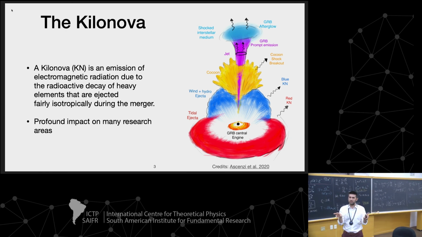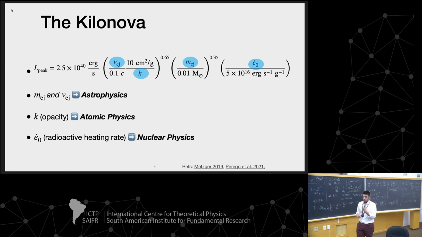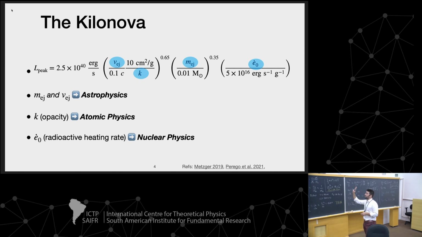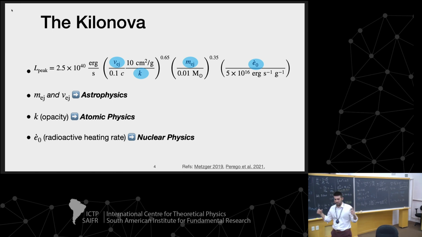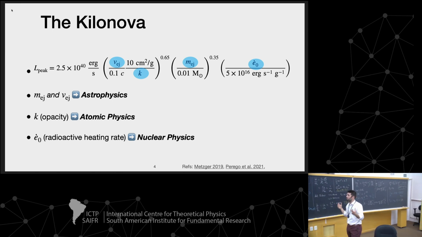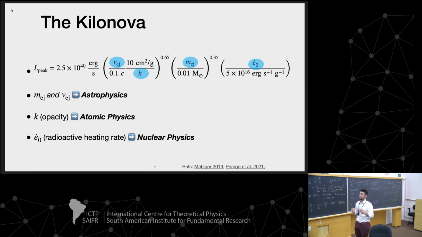when you observe a kilonova, you can put constraints on many areas of physics. And what I mean is this. You can model the luminosity peak of the kilonova with the equation on the top. I'm not going into the details of the equation, but this depends on the ejected mass. So when the two neutron stars collide, you have ejected mass, and the velocity of this ejected mass, and this is highly related with astrophysics.